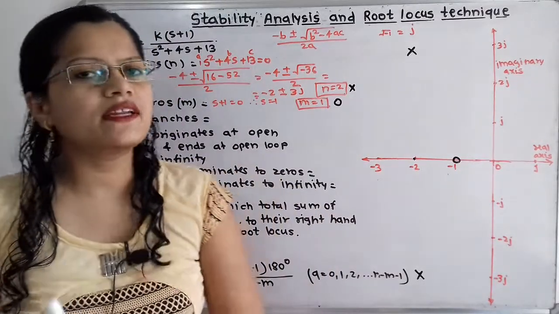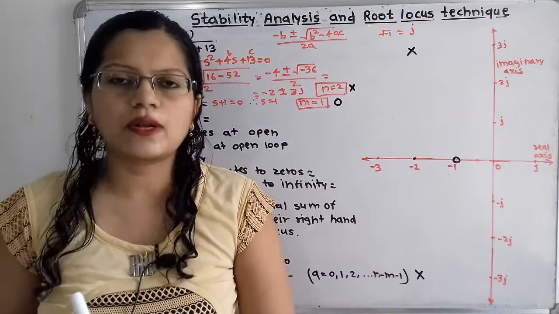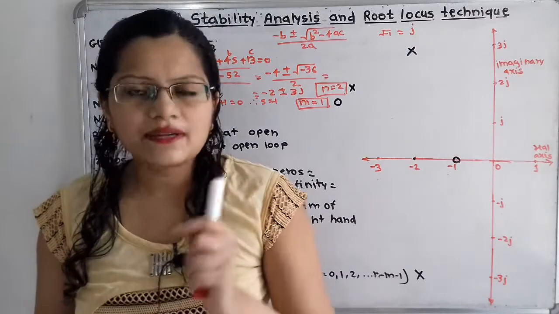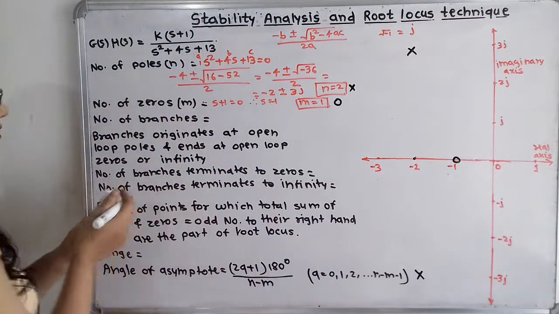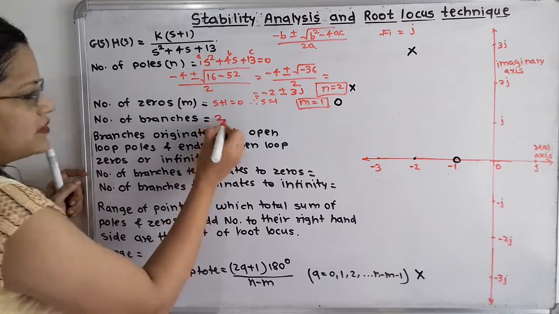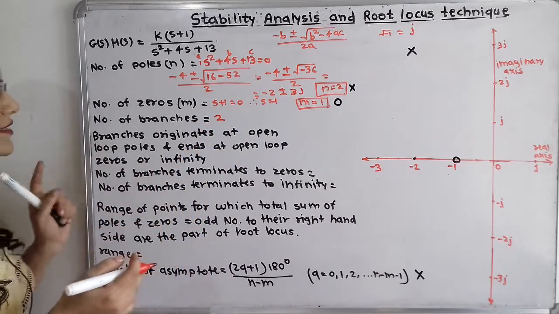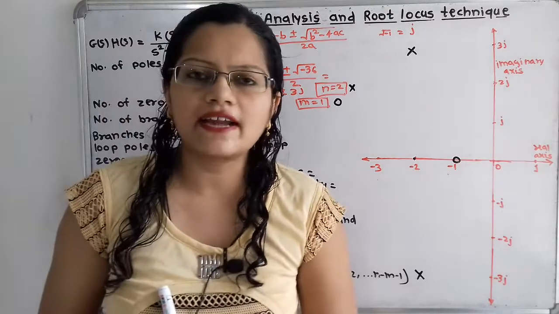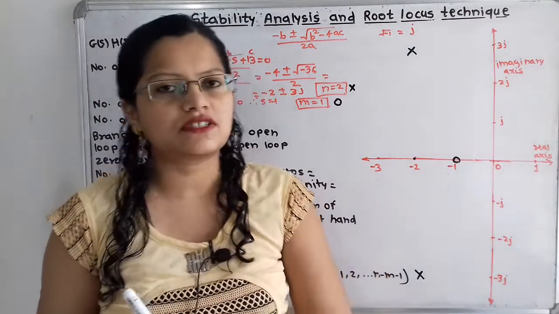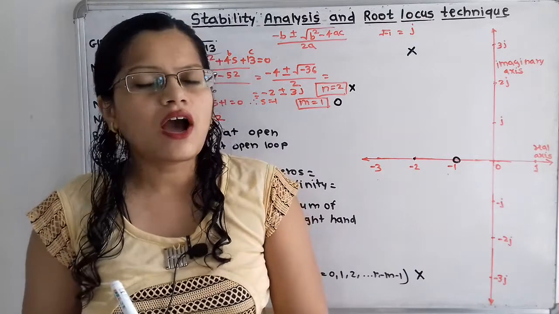Now how many branches are there? So the number of branches is equal to the number of poles. That means there are a total of 2 branches. So we have to write here, there are a total of 2 branches. Then in the next step, we have to decide how many branches terminate at zeros and how many branches terminate at infinity. So how can we decide?